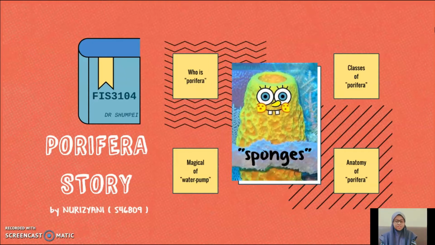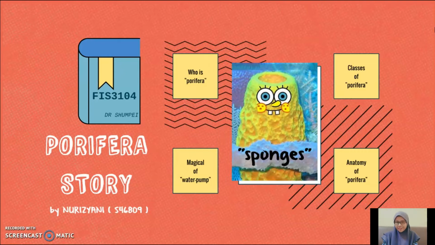Today I'm going to share with you an awesome story about Porifera. We'll have 4 chapters in this storybook. Since there's a Malay idiom that says, tak kenal maka tak cinta, let's take a look at the first chapter.